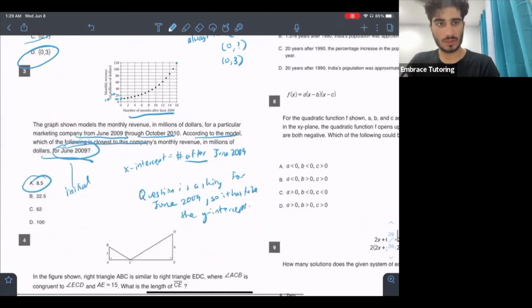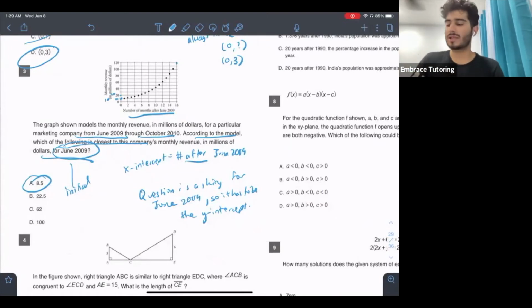Boom. So that's how you do question 3. You just have to understand what they're asking and then figure out the wording and just go from there. The concepts that they usually ask are not that challenging. It's just the way that they word it. That's the main challenge of the SAT.